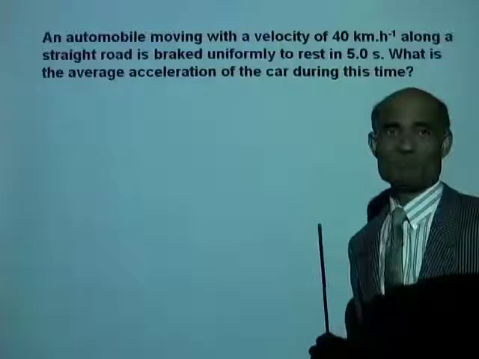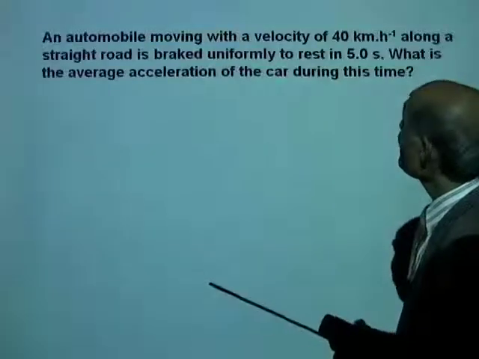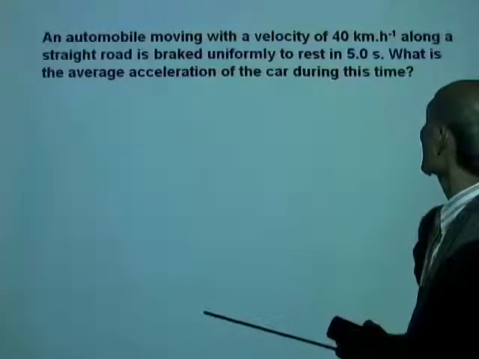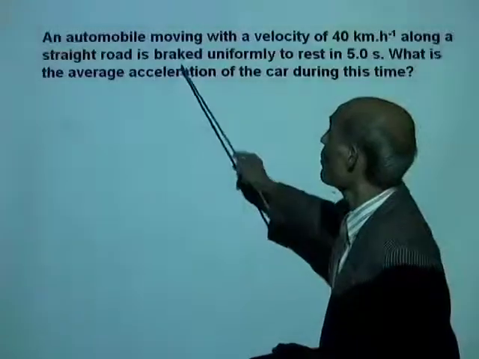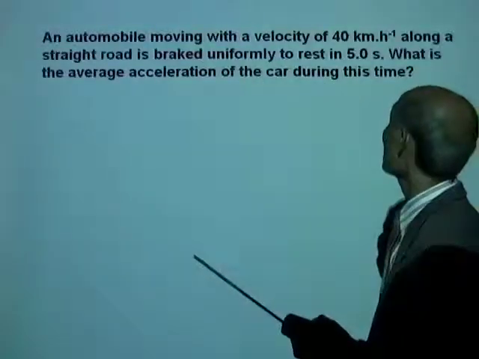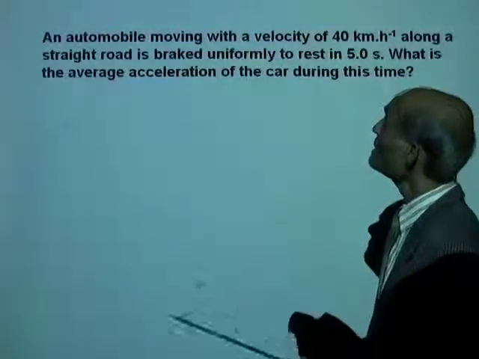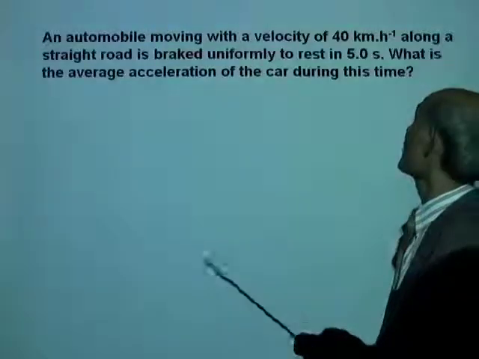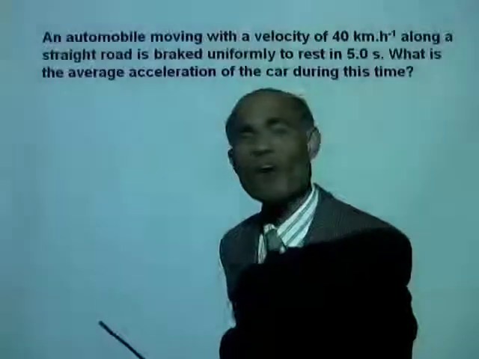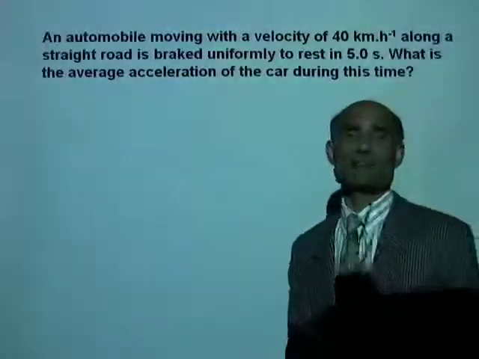Let's do a small problem. An automobile moving with a velocity of 40 km per hour along a straight road is braked uniformly to rest in 5 seconds. What is the average acceleration of the car during this time? Now, what is the information given to us here?